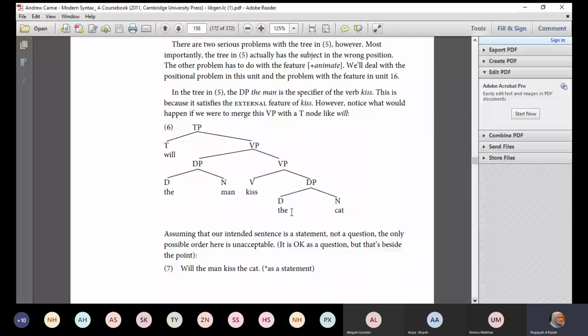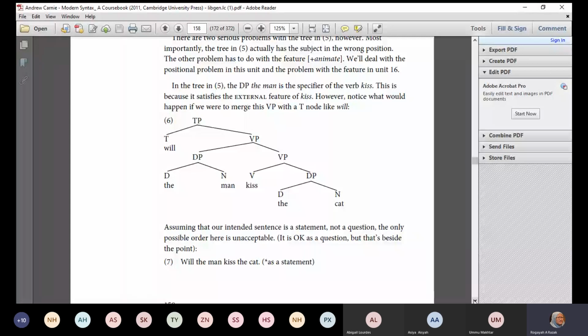So in this instance, will is on the top, the man is here. So he's blocking. So will has to come down, and DP, the man, has to come up because it's a subject. So if you have the man, will the man kiss the cat, like this? Will the man kiss the cat? It is ungrammatical because it's supposed to be a statement. Ungrammatical.